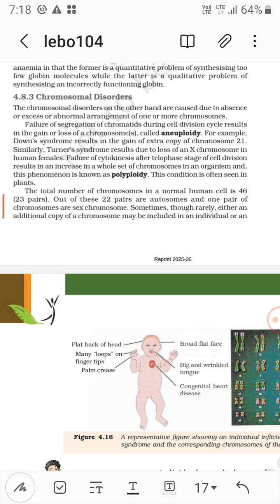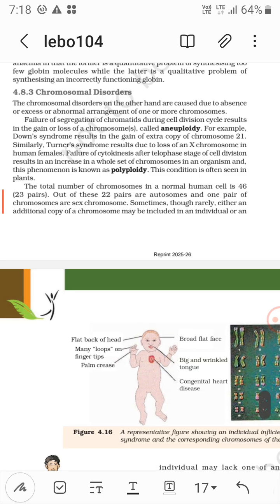For example, Down syndrome results in the gain of an extra copy of chromosome 21. Similarly, Turner syndrome results due to loss of an X chromosome in human females. Failure of cytokinesis after telophase stage of cell division results in an increase in a whole set of chromosomes in an organism, and this phenomenon is known as polyploidy.